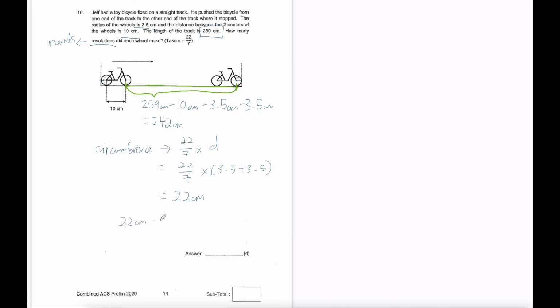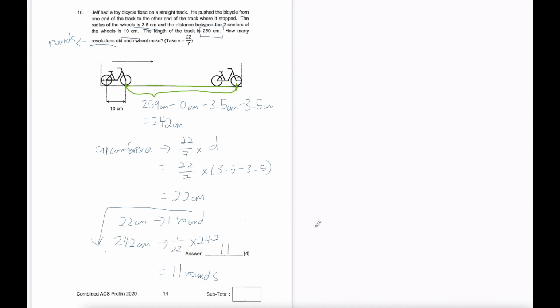22 cm, one round. 242 cm. My bad. 242 cm will give you, use this method, 1/22 times 242. Okay, I'm gonna get 11 rounds. Okay, so like I said, rounds is the same thing as revolutions. So how many revolutions they each will make? My answer will just be 11.